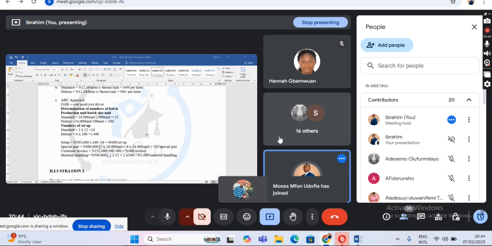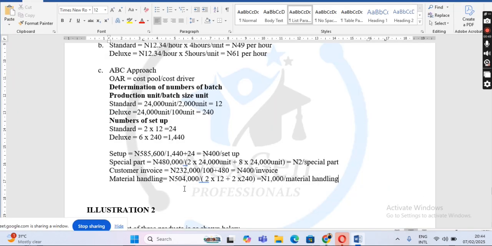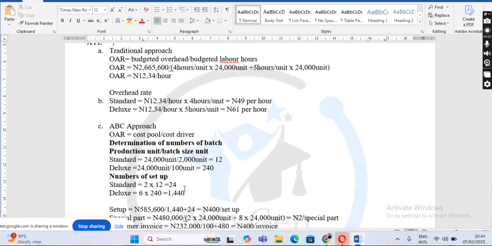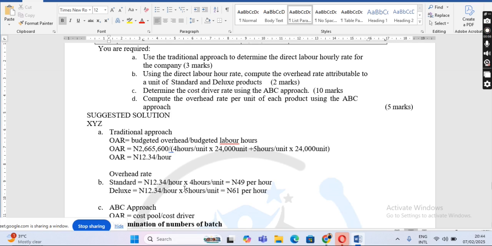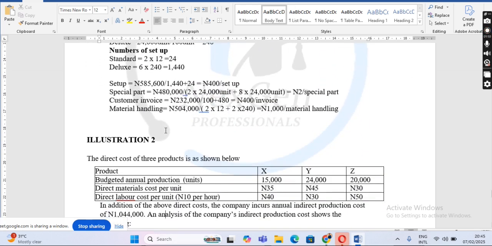Now, in today's class, let's quickly complete this question. Don't forget, let's quickly go back to the question. That is why I said, please always pay attention to details. It's very important. Now, the question says, what was the question? We are here: determine the cost driver rate using activity-based costing. This is the cost driver rate. We've started it already. This is the cost driver rate, this amount here.